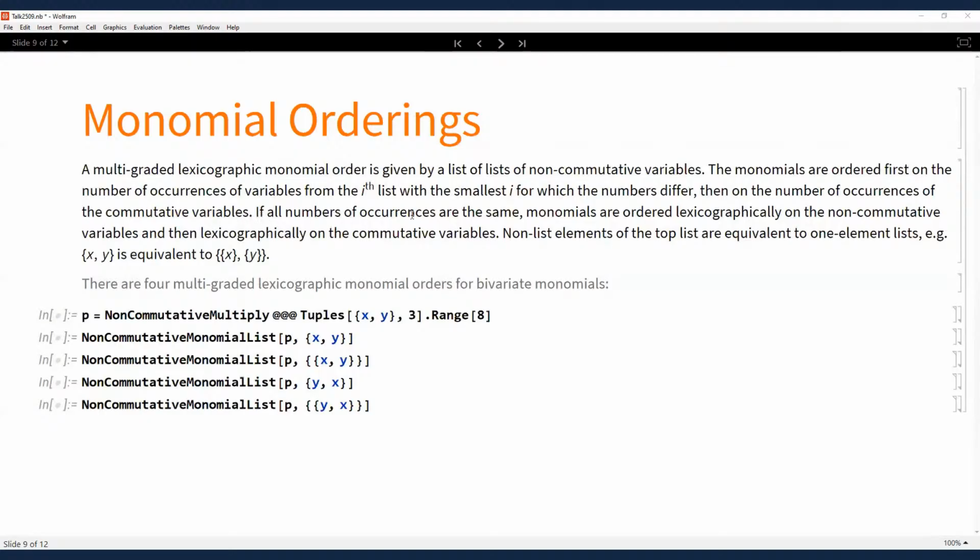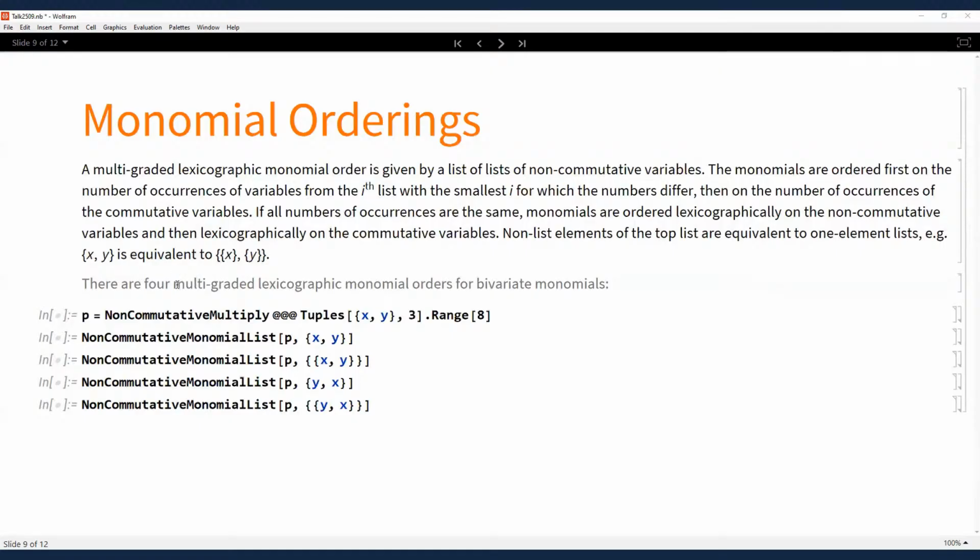If all numbers of occurrences are the same, monomials are ordered lexicographically on non-commutative variables and then lexicographically on commutative variables. Non-list elements in the top list are equivalent to one-element lists. So for example, per xy is equivalent to per singleton x and singleton y.